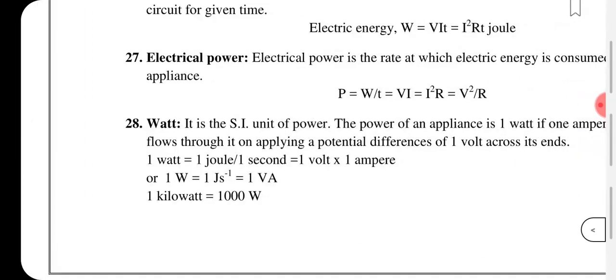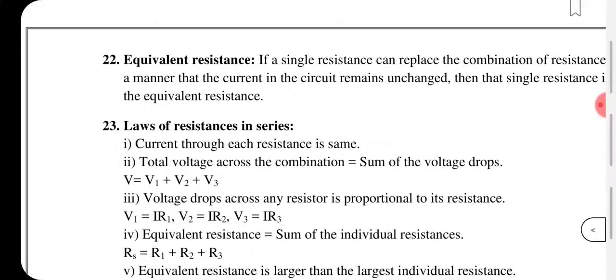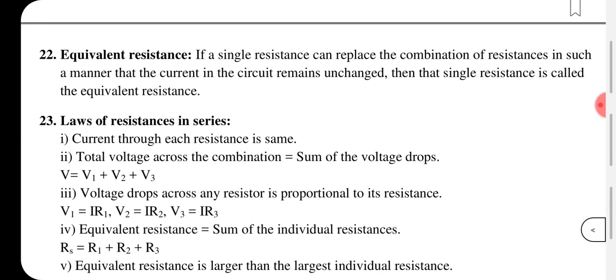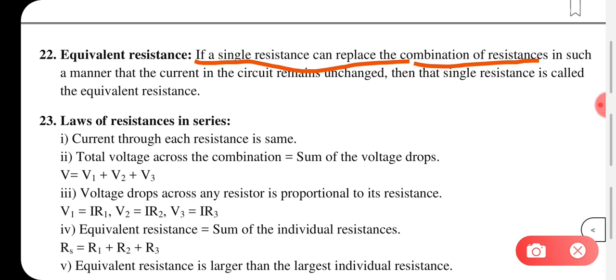Now moving on to the next thing, that is equivalent resistance. What is this equivalent resistance? Equivalent resistance means if a single resistance can replace the combination of resistances in such a manner that the current in the circuit remains unchanged, then that single resistance is called equivalent resistance.